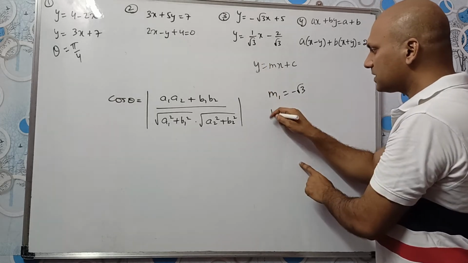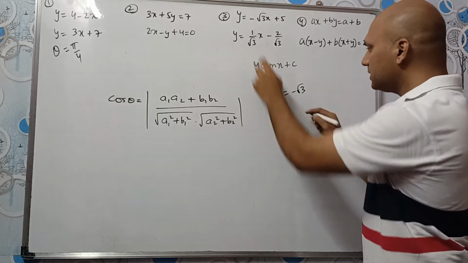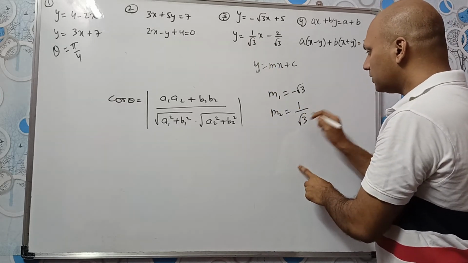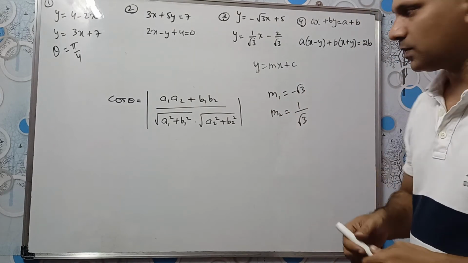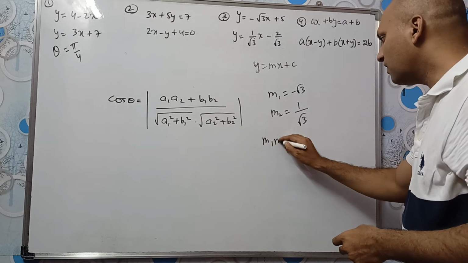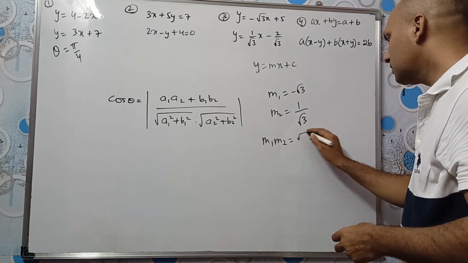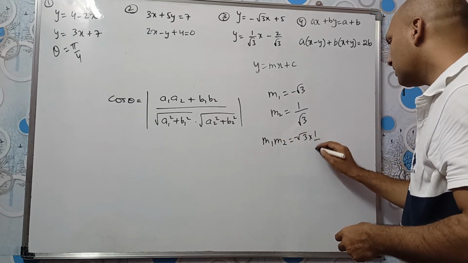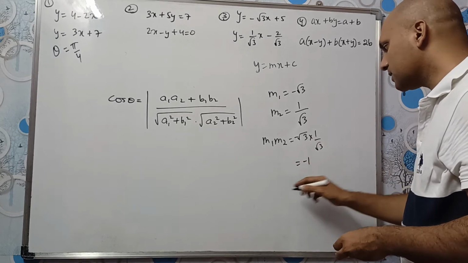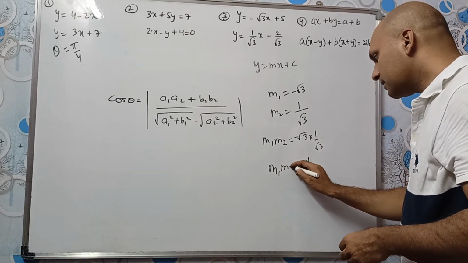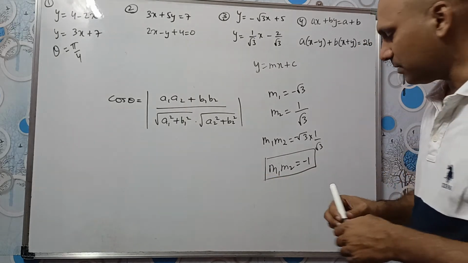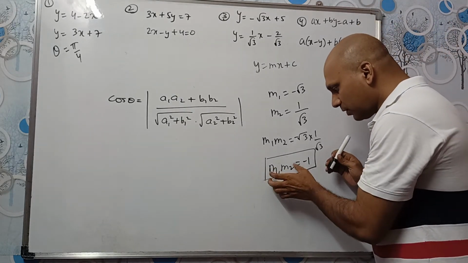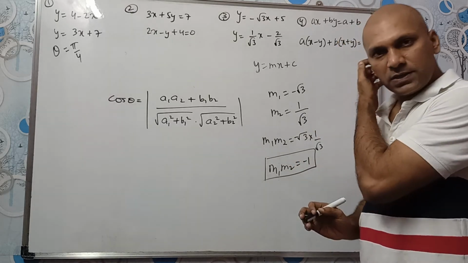What is the slope of the second line? Let it be m2, it is 1 by root 3. Okay, and if you multiply these two, we'll get minus 1. See, m1 multiplied by m2, minus root 3 times 1 by root 3, is equal to minus 1. We have studied this in the first video of straight lines. If two lines are perpendicular to each other, the product of their slopes will be equal to minus 1.